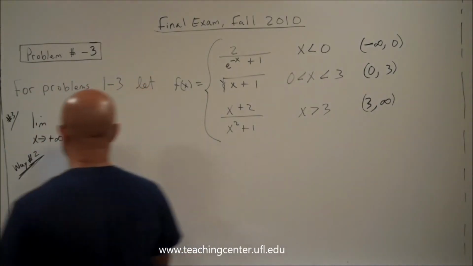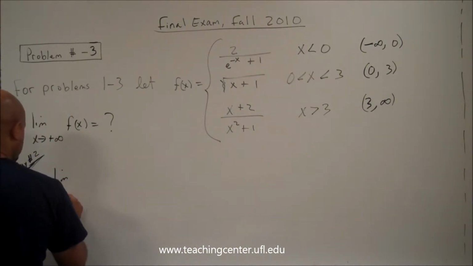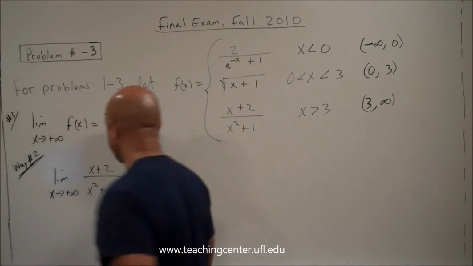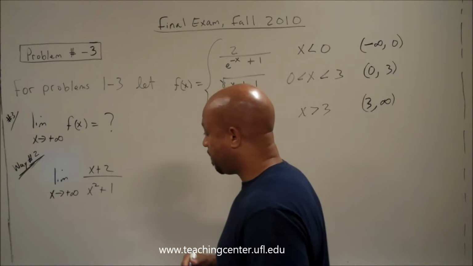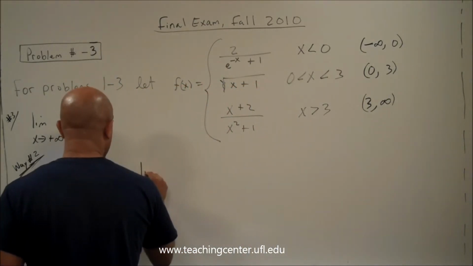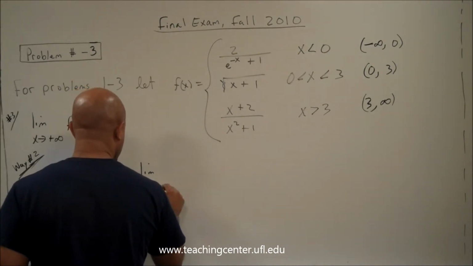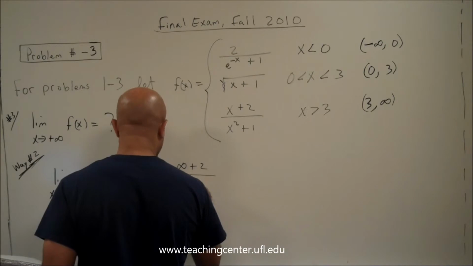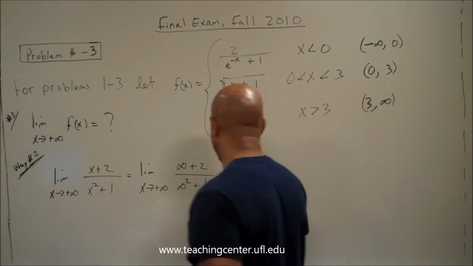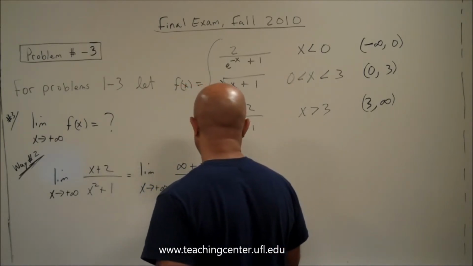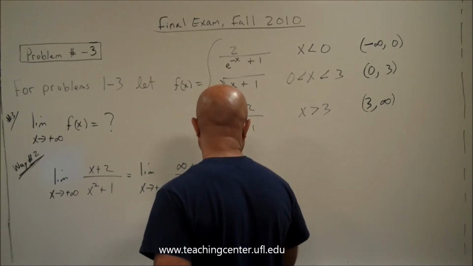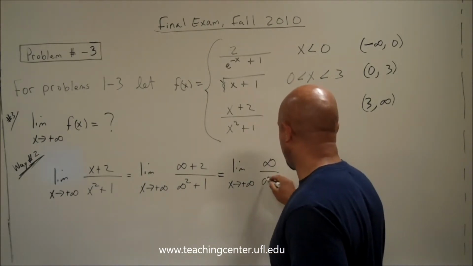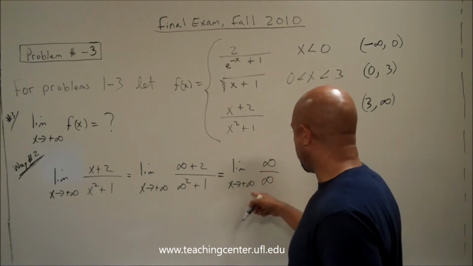The second way, we still have the same limit: the limit as x approaches positive infinity of x plus 2 over x squared plus 1. But now if we directly substitute in infinity, we get infinity plus 2 over infinity squared plus 1. The numerator works out to be infinity. The denominator works out to be infinity, because even though we have an infinity squared, it's still infinity. So we have the limit of infinity over infinity.